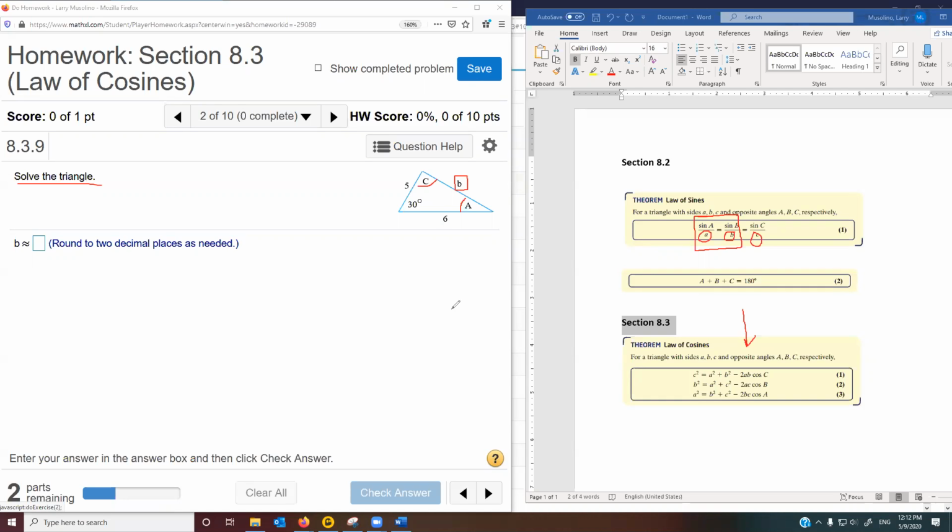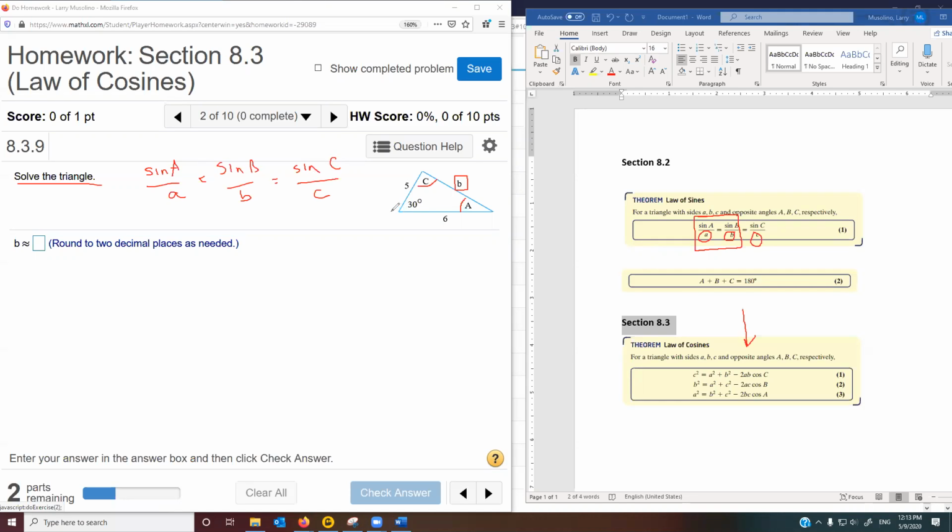Remember, I can't use sine theta equals opposite over hypotenuse. That only pertains to a right triangle. I can't use Pythagorean theorem. That only pertains to a right triangle. Maybe I'll try to use law of sines. So let me try to use law of sines here. So I'm going to write down sine A over A equals sine B over B equals sine C over C. And my suggestion was circle the information that you know and see where you end up.